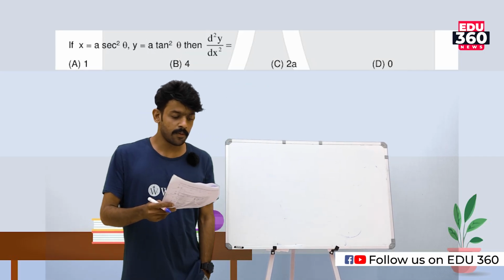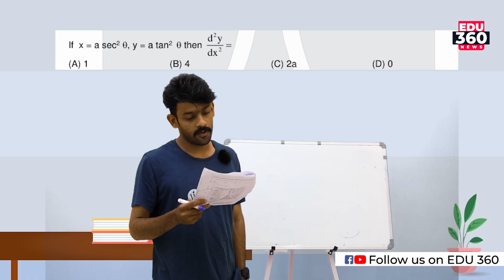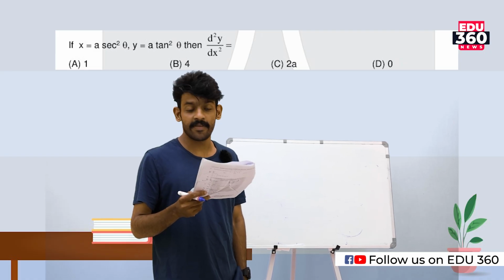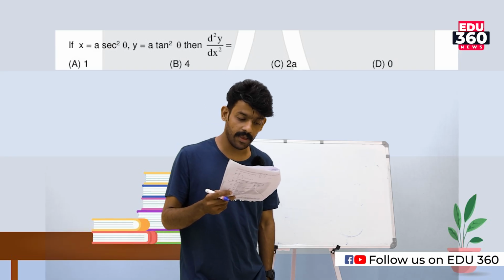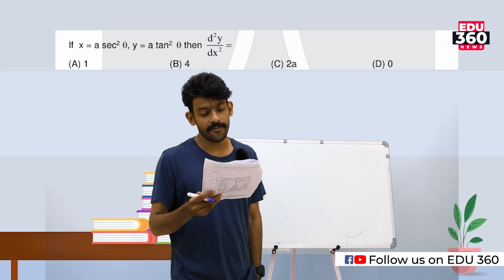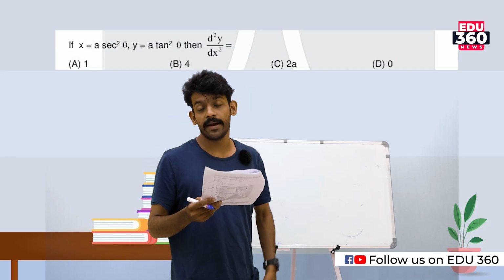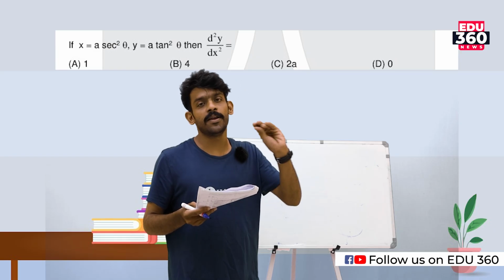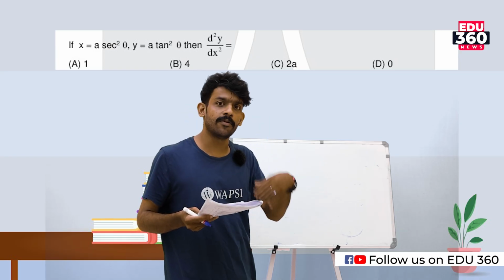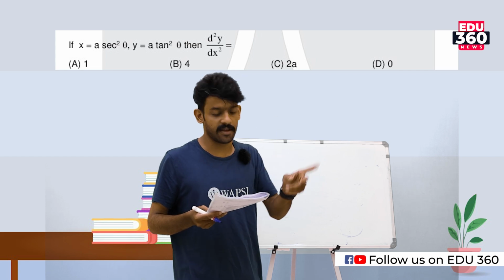Okay, so we can move on to another question. Let me read the question. If x is equal to a sec square theta and y is equal to a tan square theta, then we need to find d square y divided by dx square. That means we need to find the second derivative. First of all, we need to find the first derivative. After that, we need to differentiate once again. So we will get the second derivative.